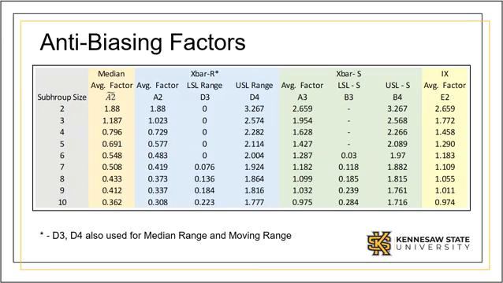Although technology is far more effective and functional when it comes to the construction of a control chart, a summary of the anti-biasing factors for each type of continuous control chart is found here. Clearly, this table is not exhaustive, as it only provides coverage through a subgroup size of 10, but it can be useful to have these values available should a quick manual calculation or analysis be required.